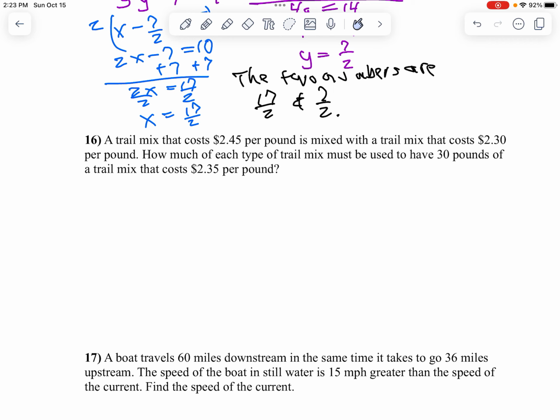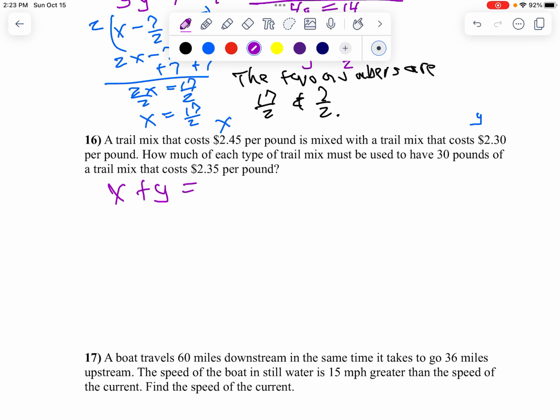And so on number 16, it says a trail mix costs $2.45 per pound is mixed with a trail mix that costs $2.30 per pound. So I think I'm going to let the one that costs $2.45 per pound be X, the one that costs $2.30 per pound be Y. How much of each trail mix must be used to have 30 pounds? There's my first equation. X plus Y equals 30.